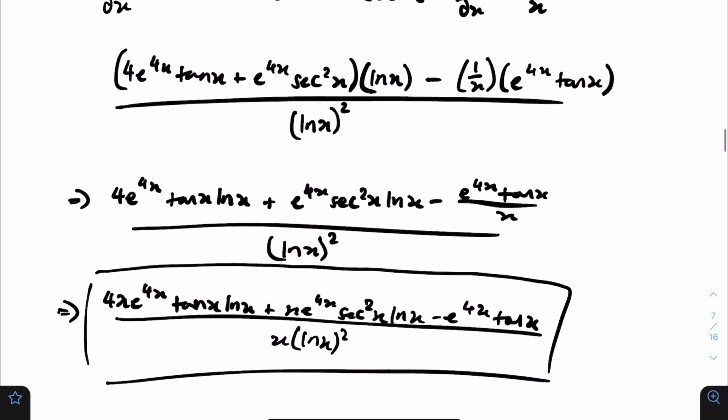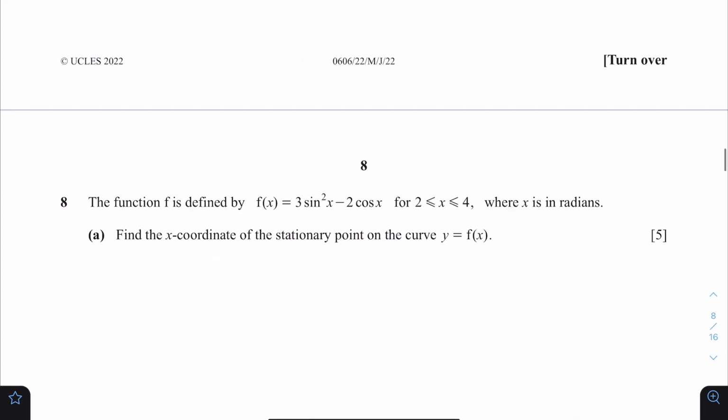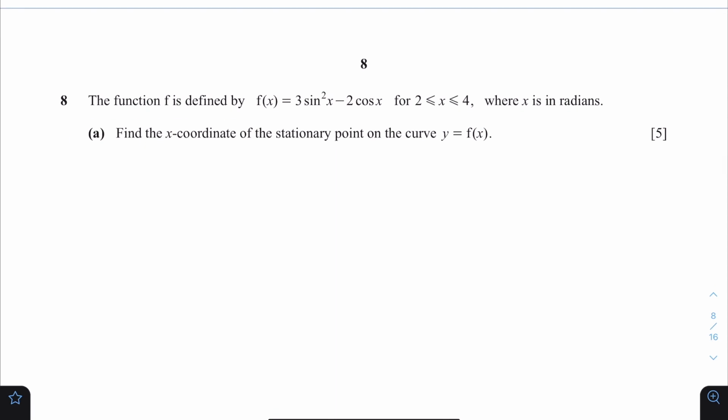All right, let's move on to the next question. The function f is defined by f of x equals 3 sine squared x minus 2 cos x. Find the x-coordinate of the stationary point on the curve y equals f of x. The stationary point already indicates that we're going to have to differentiate. First, we're going to figure out what the derivative of sine squared x is, since that's a little more complicated.